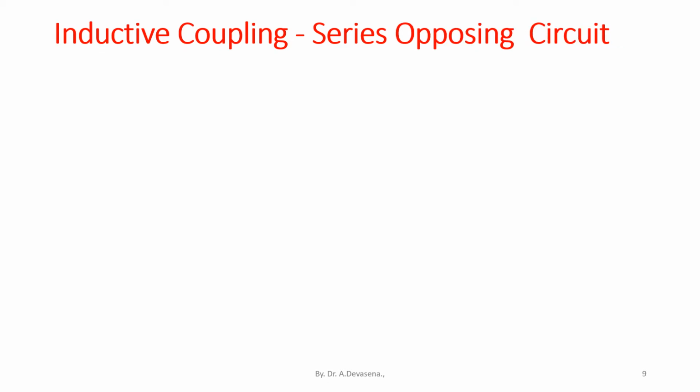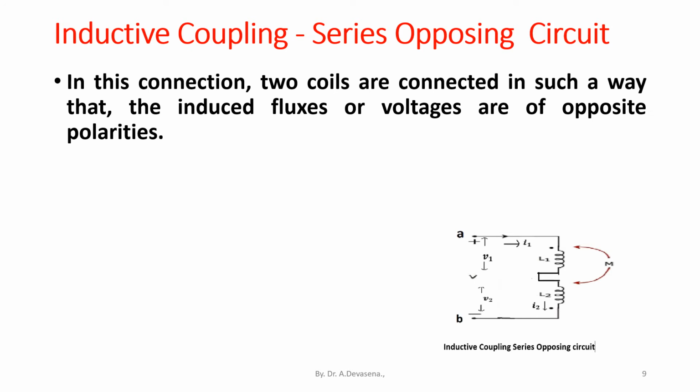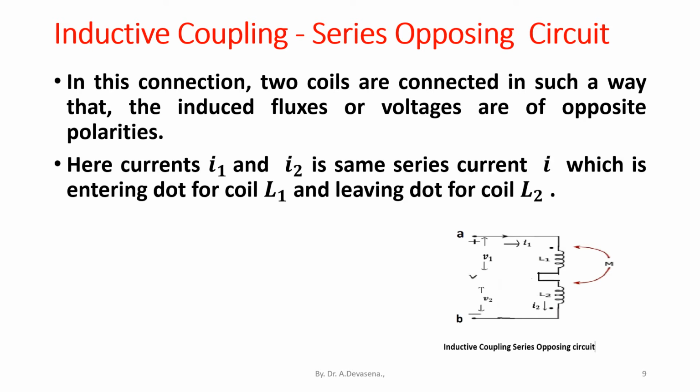Now we see inductive coupling series opposing circuit. This is the diagram of an inductive coupling series opposing circuit. In this connection, two coils are connected in such a way that induced fluxes or voltages are of opposite polarities. Here, currents I1 and I2 are the same series current I, which is entering dot for coil 1 and leaving dot for coil 2. This entering dot is indicated in coil L1 and leaving dot is indicated at coil 2 in this figure.